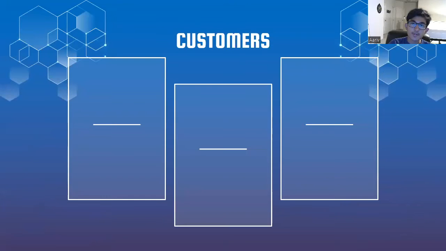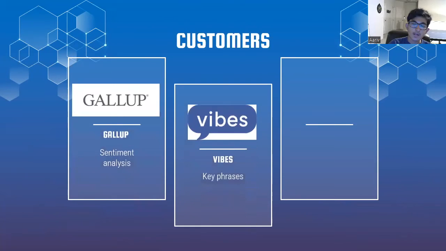Some of Amazon Comprehend's customers are Gallup, Vibes, and Clearview Social. Gallup uses the sentiment analysis aspect of Amazon Comprehend for their open-ended surveys. Vibes uses the key phrases extraction so that they can take key phrases from conversations between marketers and customers and then use those to give feedback to the marketers. And then finally, Clearview Social uses Amazon Comprehend to read articles and then classify them by topic.